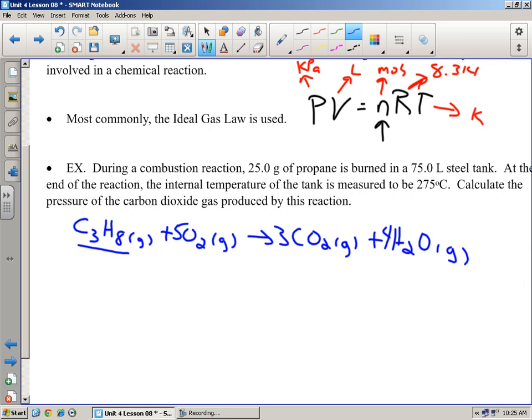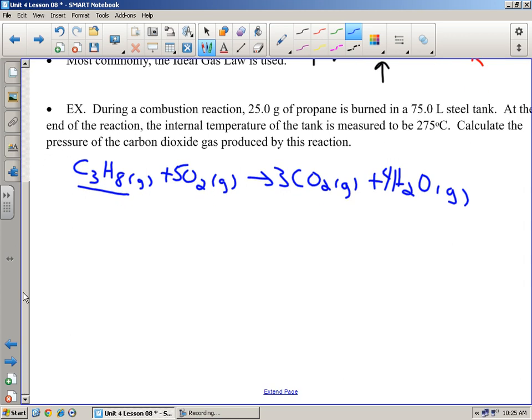Hey? There, see? Done. Okay, so 25 grams of propane. We need to make sure we put this in the right spot. 25 grams of propane, so we're going to put that here. Is burned in a 75-liter steel tank. Where do you want to put 75 liters? Well, we're going to burn this all in a 75-liter tank. We could put that anywhere we want. We could put it underneath here, here, here, or here. I think we're just going to leave it for now, and we'll see where we need to put it. At the end of the reaction, the internal temperature of the tank is 275 degrees Celsius.